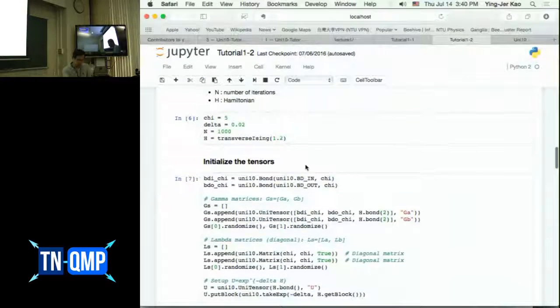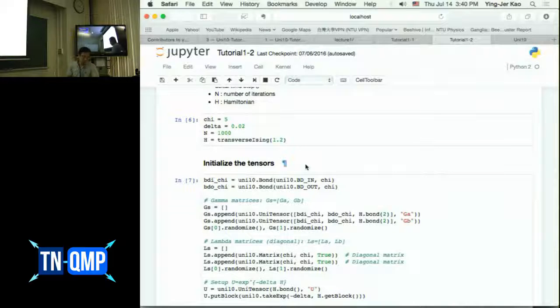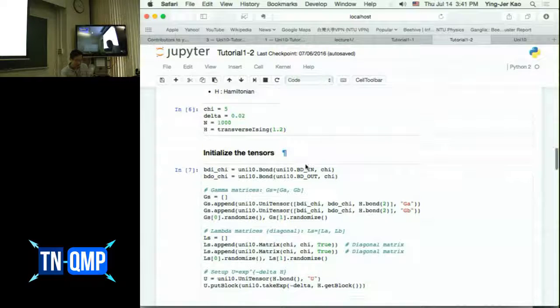Okay. So with this, now I'm ready to define my operators. So I first get my Hamiltonian. So this is the bond dimension I want. N is the number of iterations, and delta is this Trotter step.